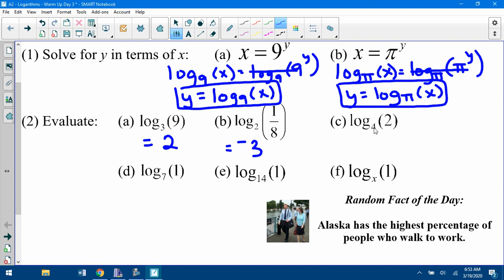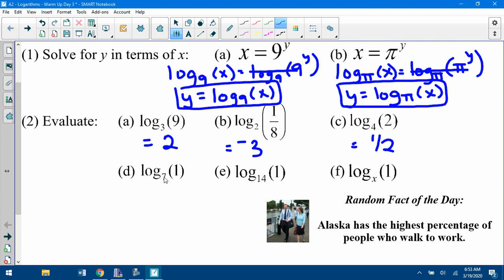How about C? What exponent goes on 4 to get 2? When you're getting smaller with exponents, you kind of have to think in terms of roots. So the square root of 4 is 2. So square root means to the 1/2 power.